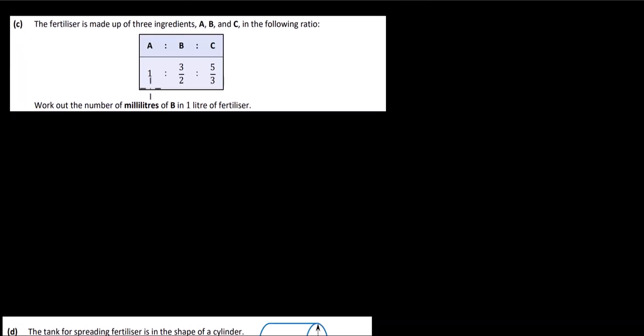The fertilizer is made up of 3 ingredients, A, B, and C, in the following ratio. Work out the number of milliliters of B in 1 liter of fertilizer. Okay, so we've got A, we've got B, and we've got C, and they're in the ratio 1 is to 3 over 2 is to 5 over 3.